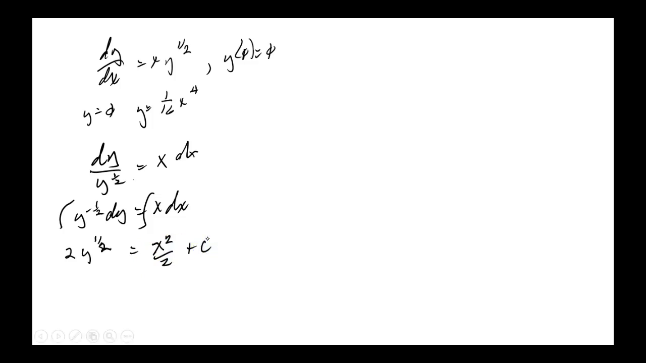Okay. Take a derivative of the left-hand side. 1/2 times 2 is 1 times y to the minus 1/2. That's exactly what you've got there. Now, let's multiply both sides by 2, and you get 4 y to the 1/2 is equal to x squared plus, and let's just still call it c, even though it's twice c, it's just some constant.